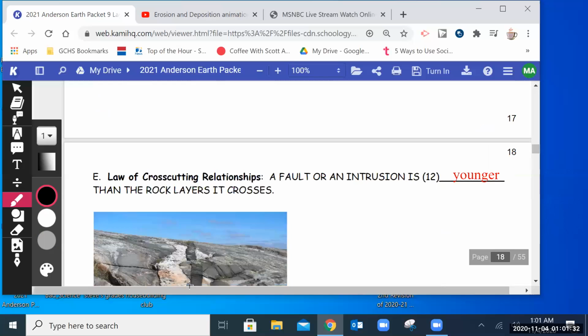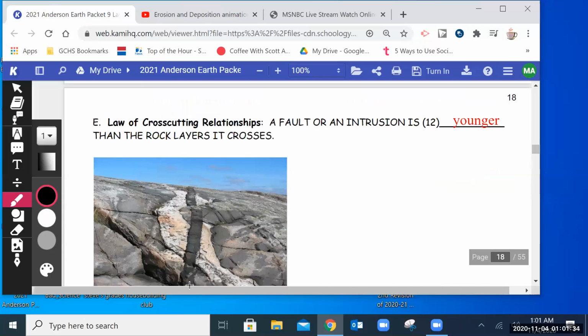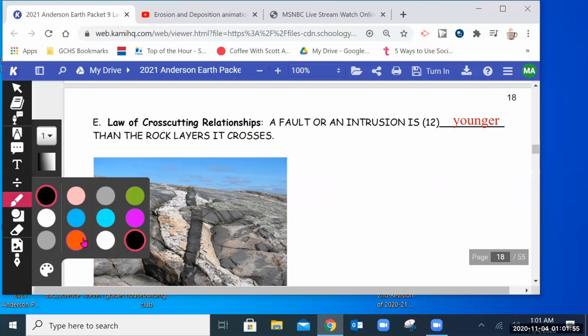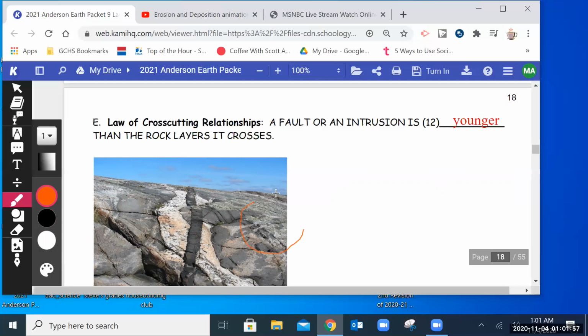Law of cross-cutting relationships. A fault or an intrusion is younger than the rock layers that it crosses. A fault is a break, a crack. An intrusion is a thin layer of lava, a thin pipe of lava. Here we can see a picture where we originally had this gray material on the sides, this material here and over here.